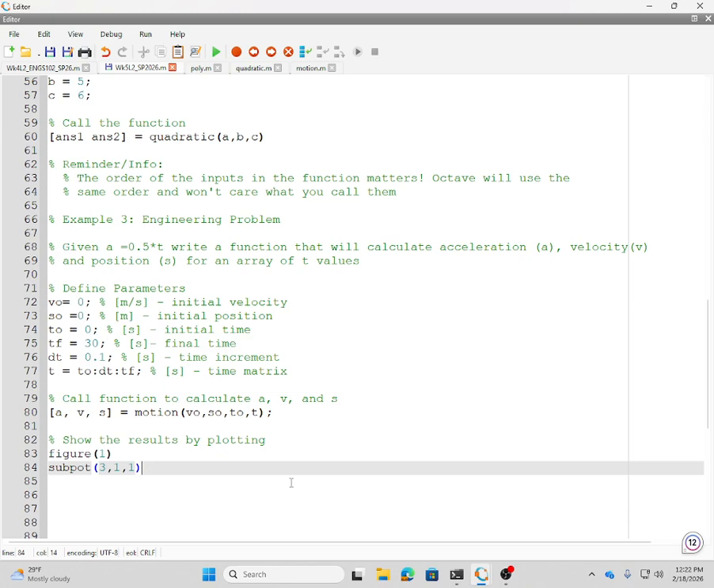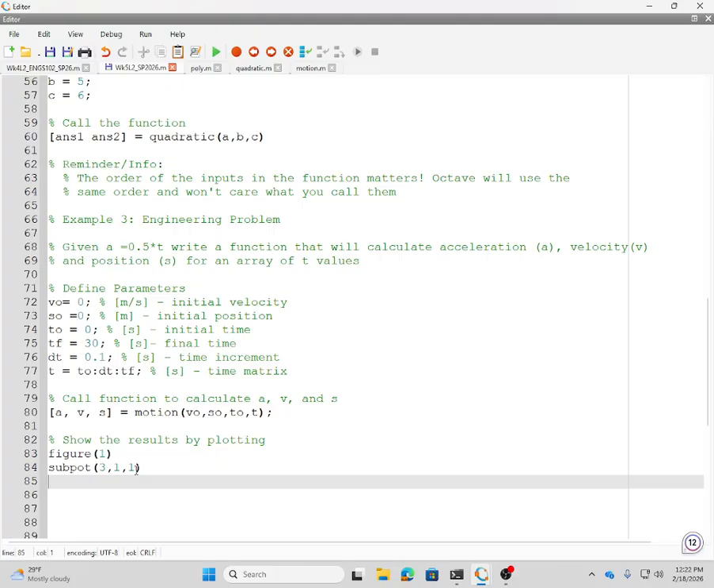And the last number is for the position. 1 means out of these 3 plots, you are talking about the top plot. Understand now? Renzo, you got it? I'm assuming Ethan, you got it, right? All right. So 3 comma 1 comma 1. Okay. Let's start with that.